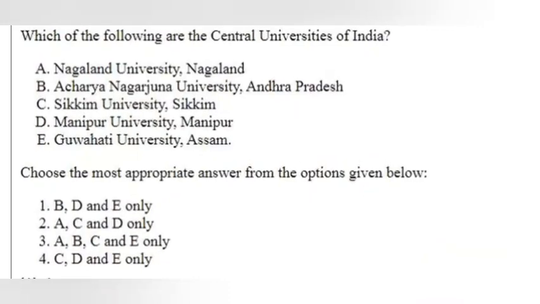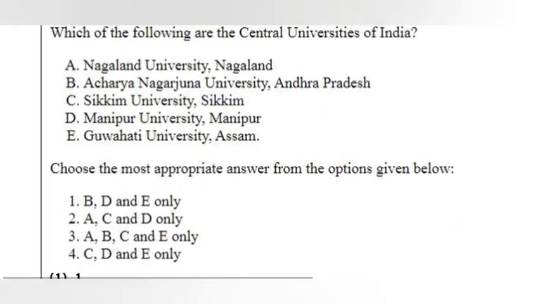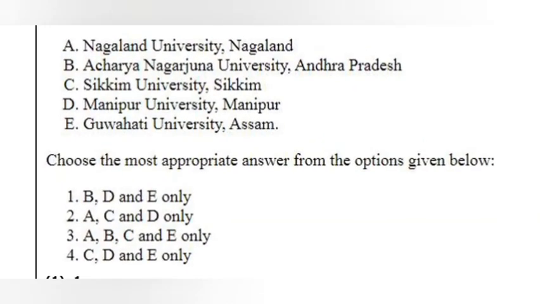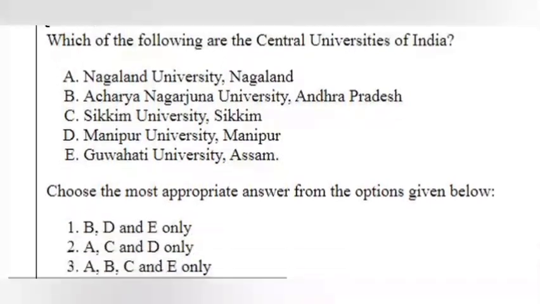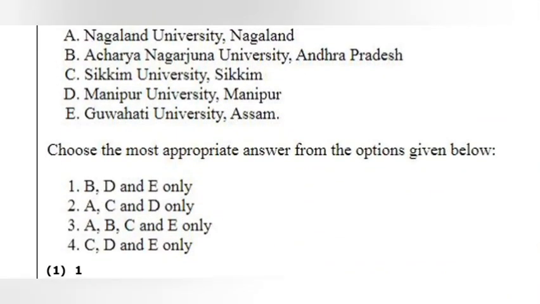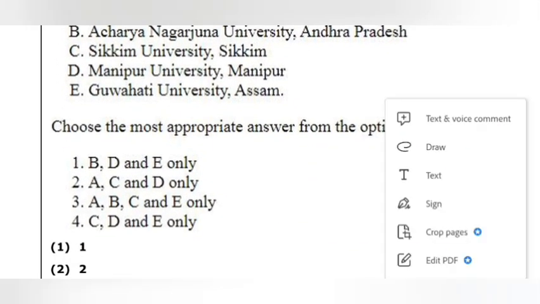Next, which of the following are the central universities of India? Nagaland University, Nagaland. Acharya Nagarjuna University, Andhra Pradesh. Sikkim University, Sikkim. Manipur University, Manipur. Guwahati University, Guwahati. BDE, SCD, ABC, CDE. 42, it will be number B. A, C, and D only.